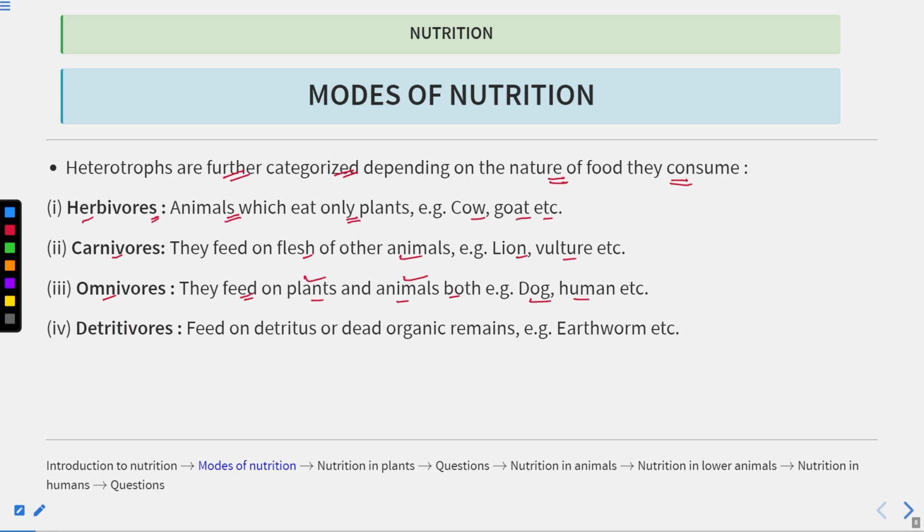Now, detritivores. What do they feed on? They feed on detritus. And what is detritus? Dead organic remains. All right. So these detritivores feed on detritus or dead organic matter, or dead organic remains. Example of detritivore organisms is earthworm. All right. So these detritivores are also very important. They have a lot of ecological importance because they consume the dead organic remains and they clean the environment. All right. Now let's move on.